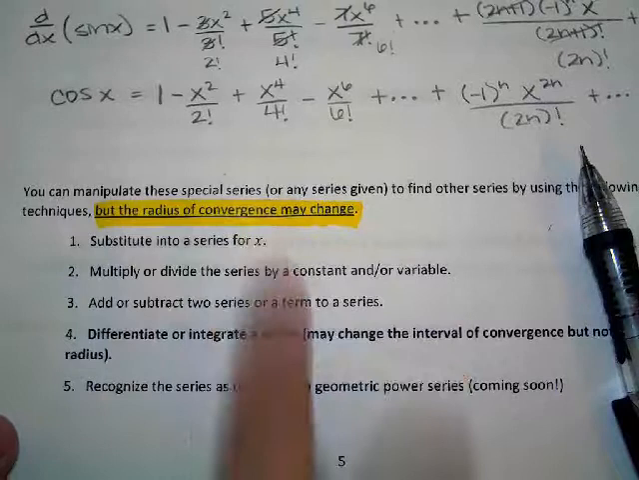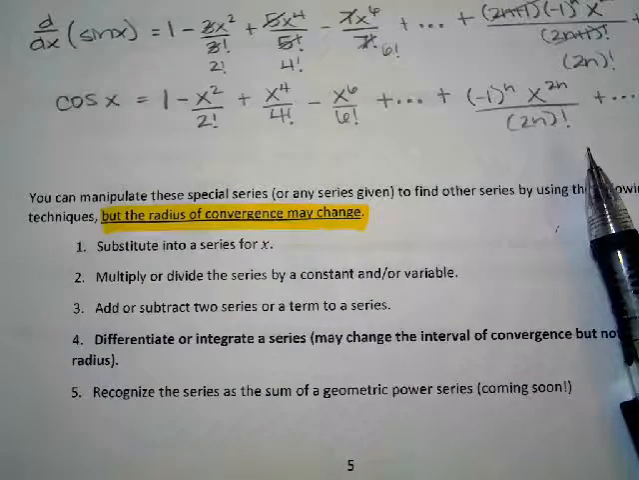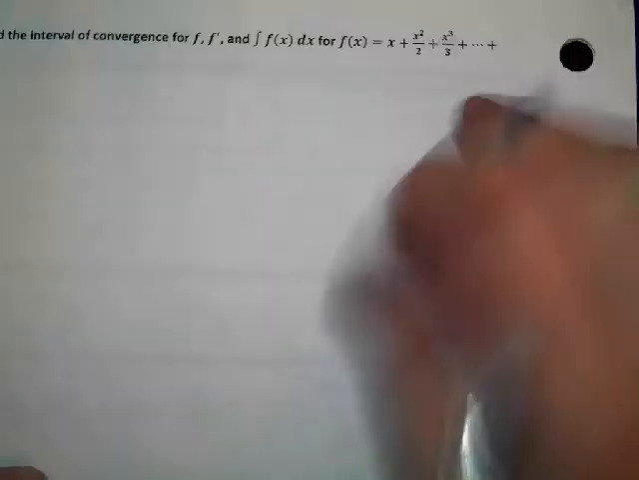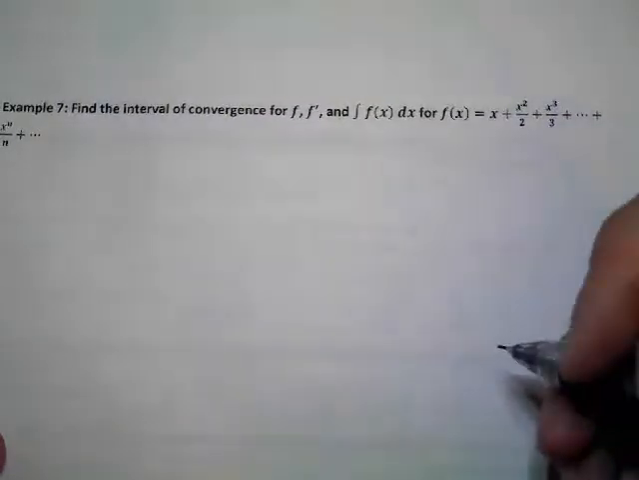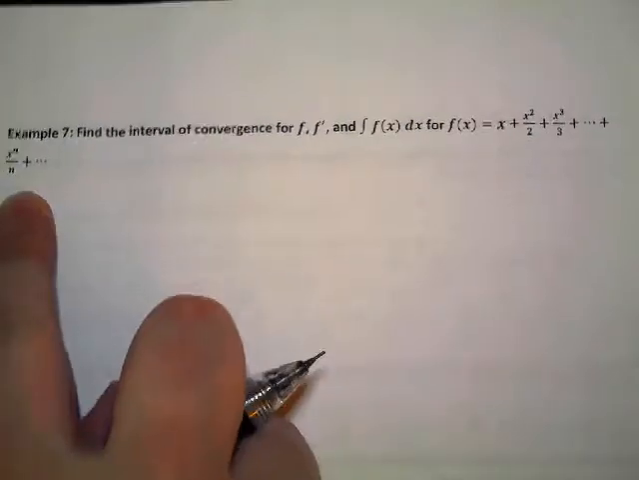Okay, go ahead and turn the page. Okay, this page says find the interval of convergence for f prime, and the integral of f, for f of x equals x plus x squared over 2 plus x to the third over 3 plus x to the n over n. So first, we're going to look at just f.